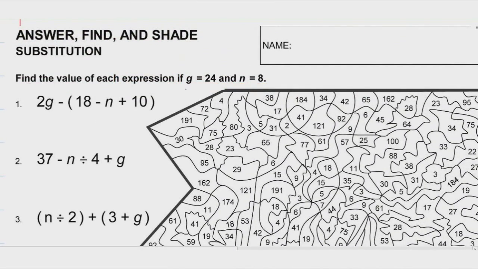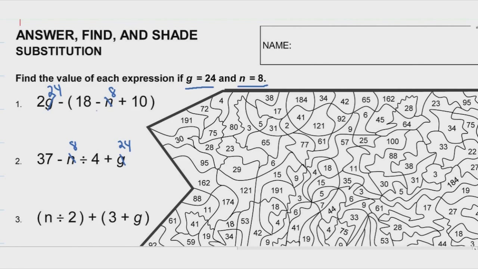And for problems 1 through 6, g equals 24 and n equals 8. So all we need to do is change all the g's to 24 and all the n's to 8. Here's an n right here. We change it to 8. Here's a g right here. We change it to 24. And once we substitute or change them, we solve the problem. And that's all we need to do for problems 1 through 6. Really quick, let's do problem 1 together.